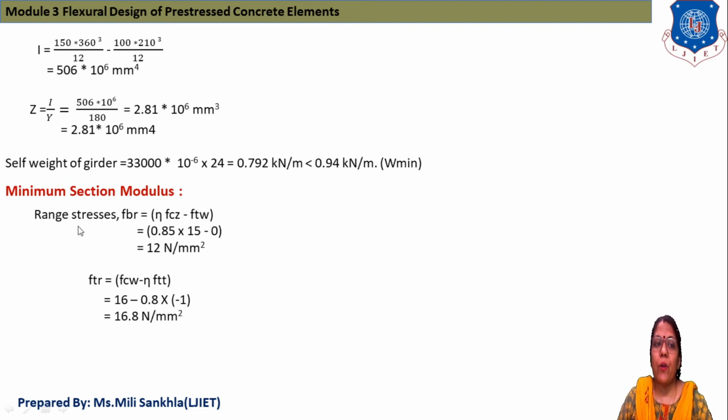First of all we find out working stresses. fbr is equal to eta fcz minus ftw. Eta is equal to 0.85, fcz is equal to 50, and ftw is equal to 0. Then fbr is equal to 12 Newton per mm square. Then next we find out ftr. ftr is equal to fcw minus eta into ftd, 16 minus 0.8 into minus 1, is equal to 16.8 Newton per mm square, that is ftr.